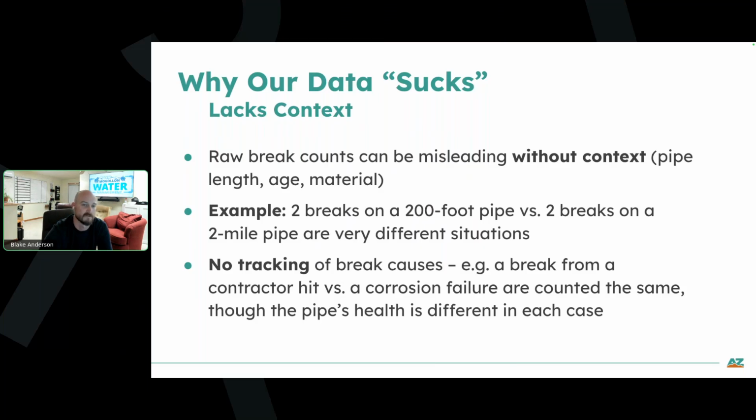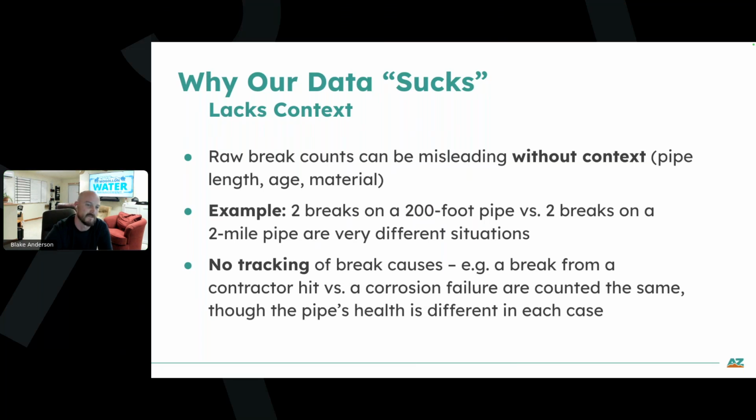And likewise, if we don't log the cause of the failure, we're going to treat every break the same. So a break that was caused by a customer using a backhoe didn't mean that the pipe was necessarily in bad shape and failing. While it's still a leak repair, it was an accident. It doesn't indicate that it was a failing asset.